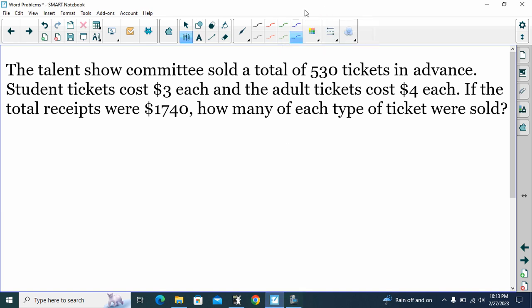Number 2 here says talent show committee sold a total of 530 tickets in advance. Student tickets are $3 each, adults are $4 each. And the total receipts were $1,740. Again, you don't need to write down every word, but you should get enough in there that you can look back on it and use it to study. So sold a total of 530 tickets. Student tickets, $3 each. Adult tickets, $4 each. Total receipts were $1,740.